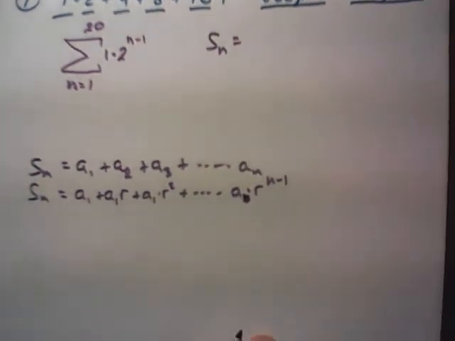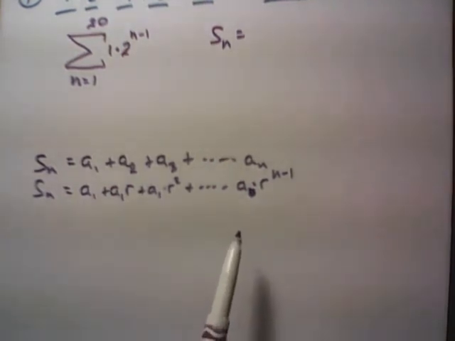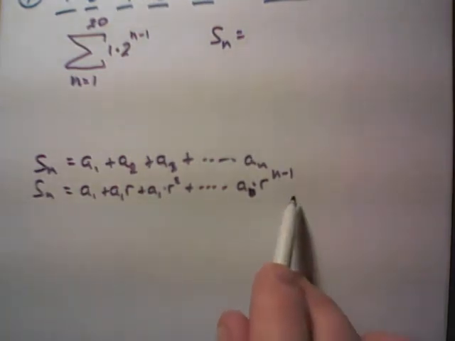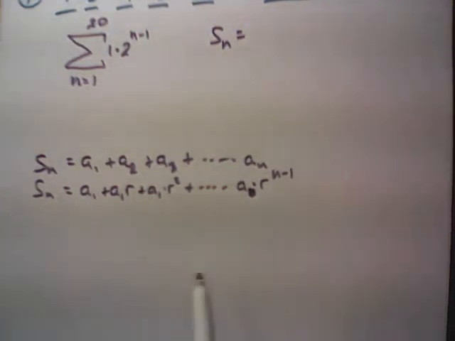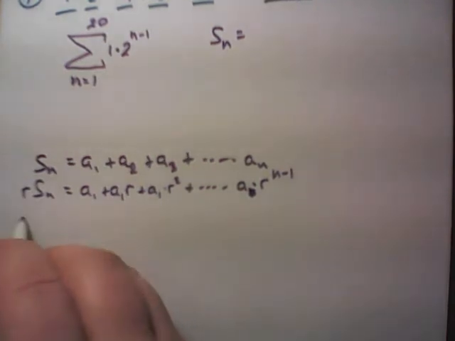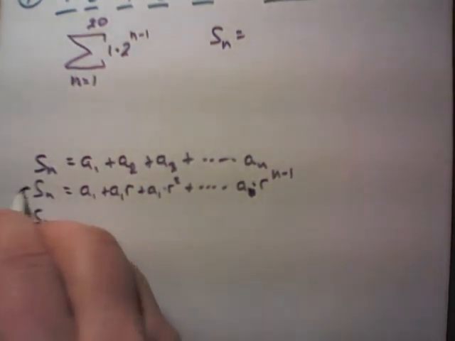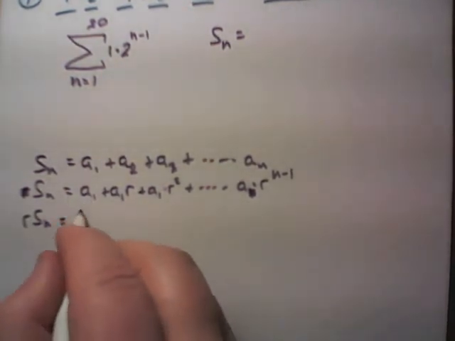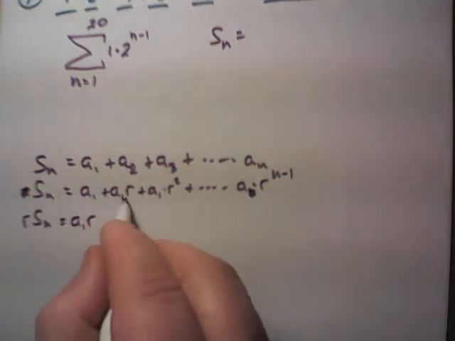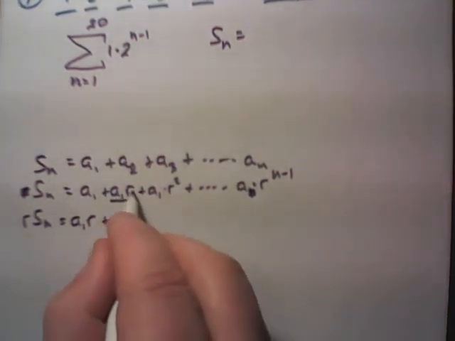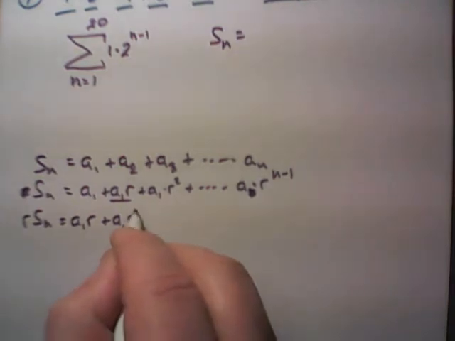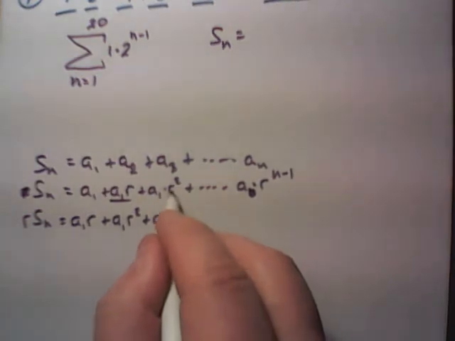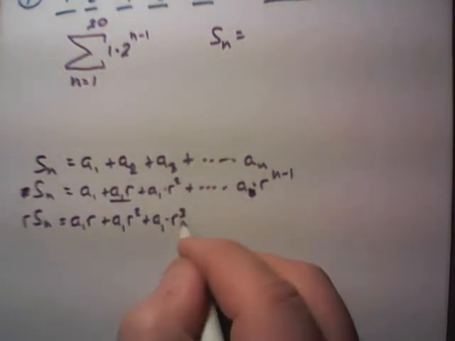There's going to be a reason for this, but I want to take all of these terms and multiply both sides of this equation by r, the ratio. This side would just be r times S sub n. Then I'm going to multiply each one of these terms by r. So the first is a sub 1 times r. The second term, which was a sub 1 times r, is now a sub 1 times r squared. The third term is a sub 1 times r squared, but multiplied by r, it's going to be r to the third.